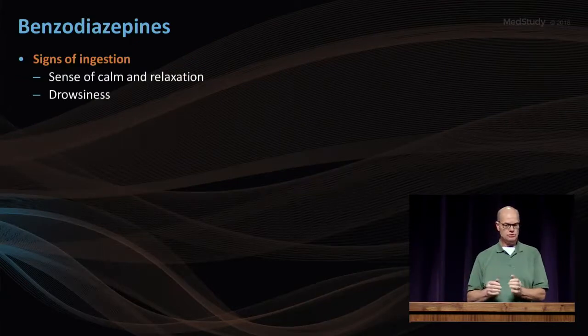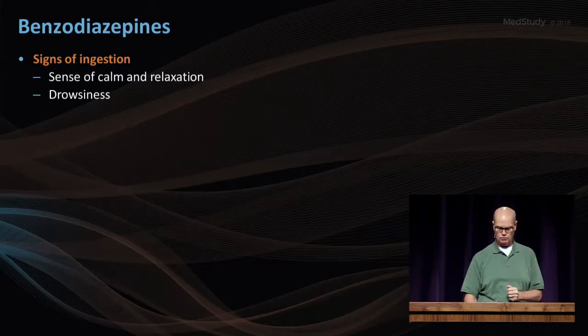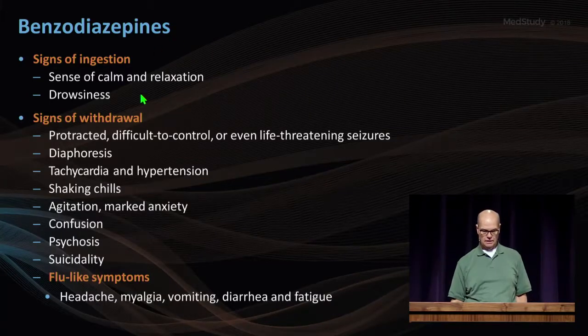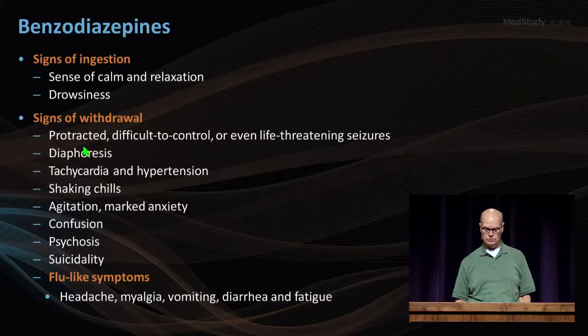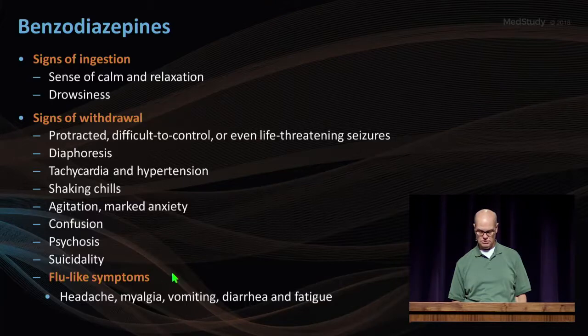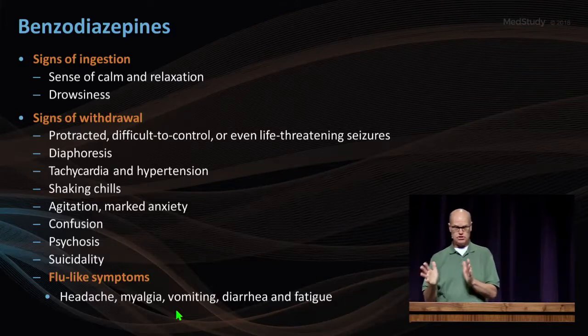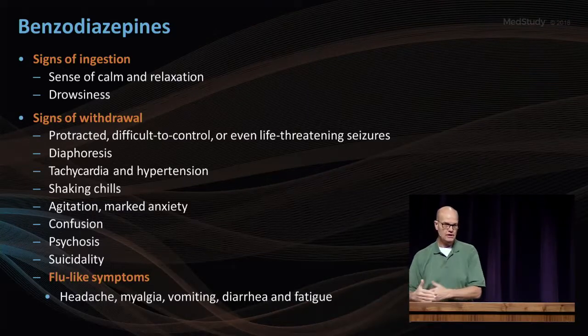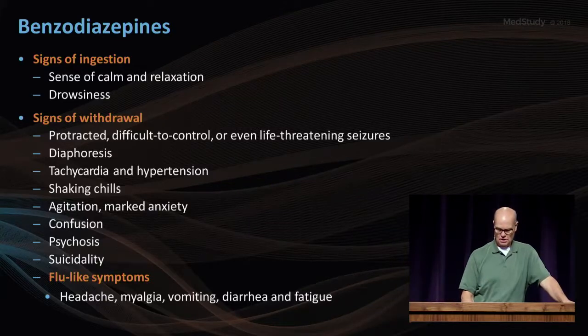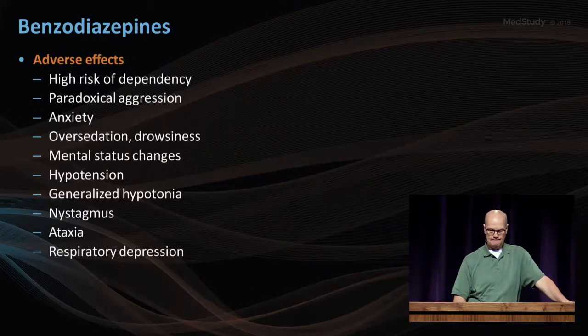Benzodiazepines, very similar to the opioids in terms of a sense of calm and relaxation and drowsiness. Again, the signs of withdrawal can be similar to the signs of withdrawal from opioids. Probably the buzzword for benzodiazepine is flu-like symptoms, and vomiting and diarrhea, myalgia, and headaches, but again, very similar. So perhaps yawning for opioids, flu-like symptoms for benzodiazepines for the key words on your vignettes. And adverse effects are listed here. Again, very similar to opioids, especially in regards to concern about respiratory depression.